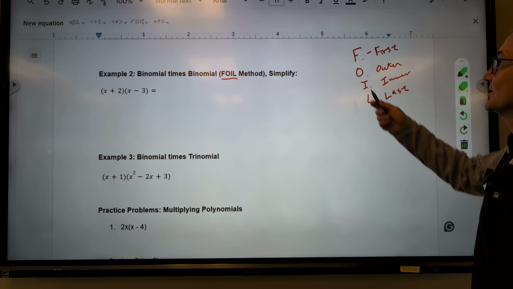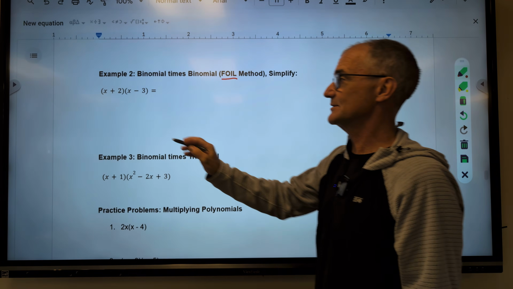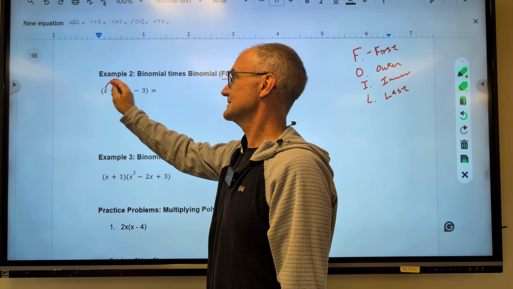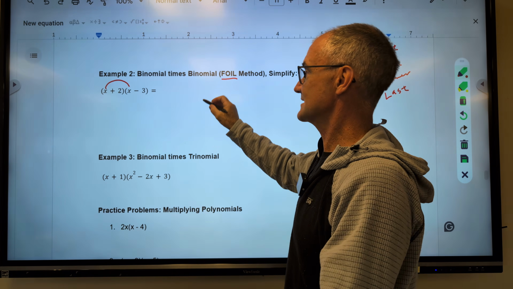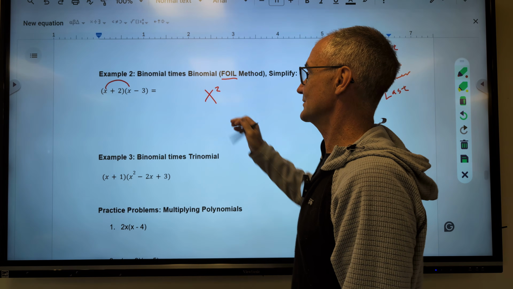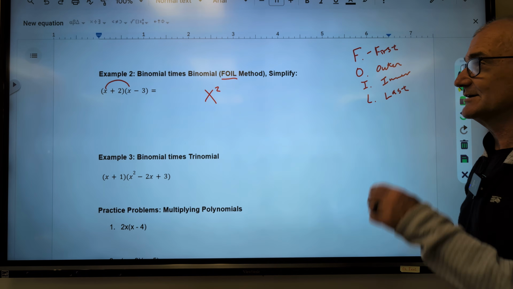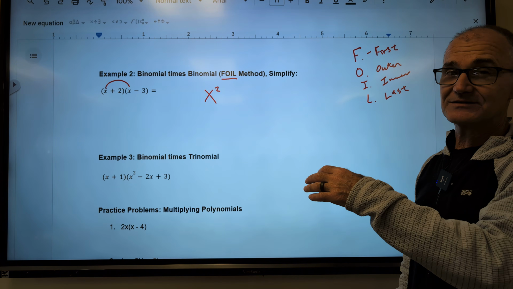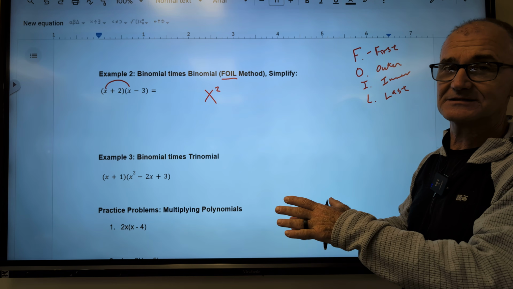What that means is multiply the first term of each binomial, x times x. X times x is going to give me x squared. And really, just like the previous section, let me differentiate between multiplication and addition.